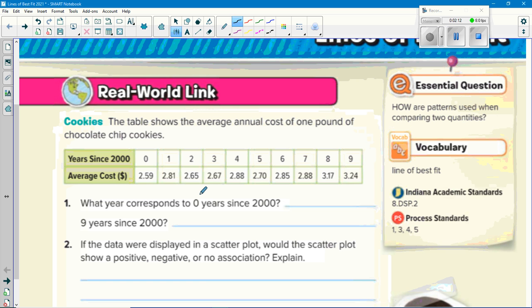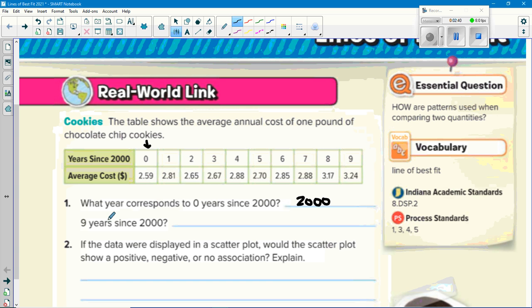So it says, what year corresponds to 0 years since 2000? Well, if it's been 0 years since 2000, that would mean that it's still the year 2000. This is something different for students. How can a year be 0? Well, it says years since 2000. So that would mean this is still 2000 right here. This is when we started. In 2000, the average price of a pound of chocolate cookies is $2.59.